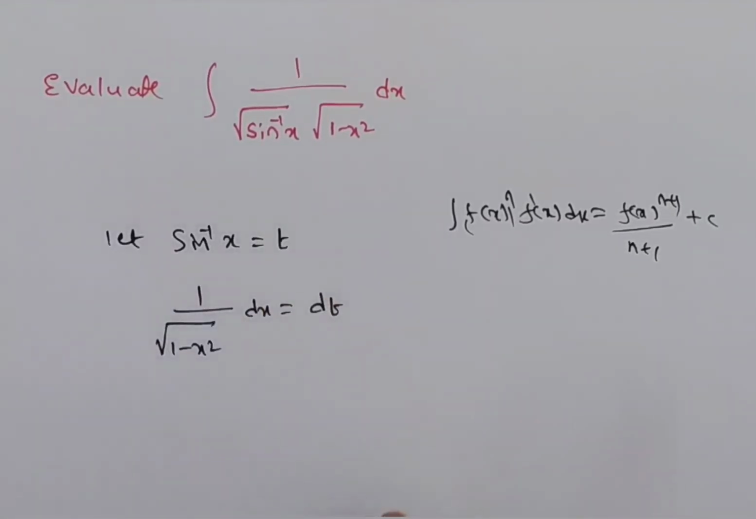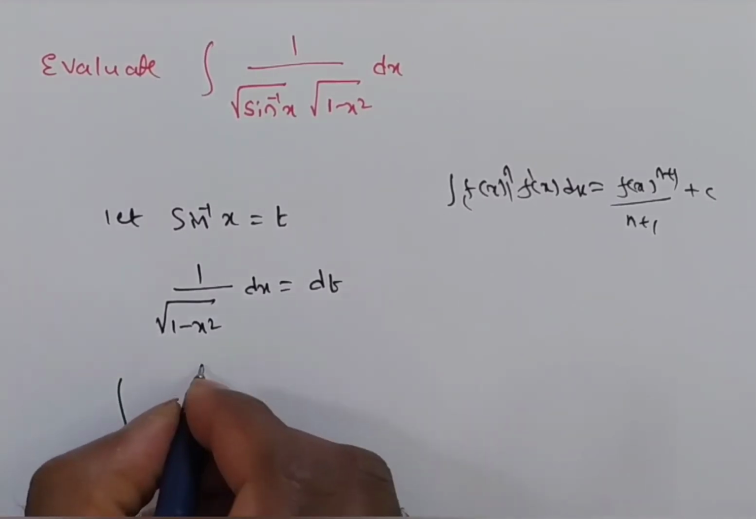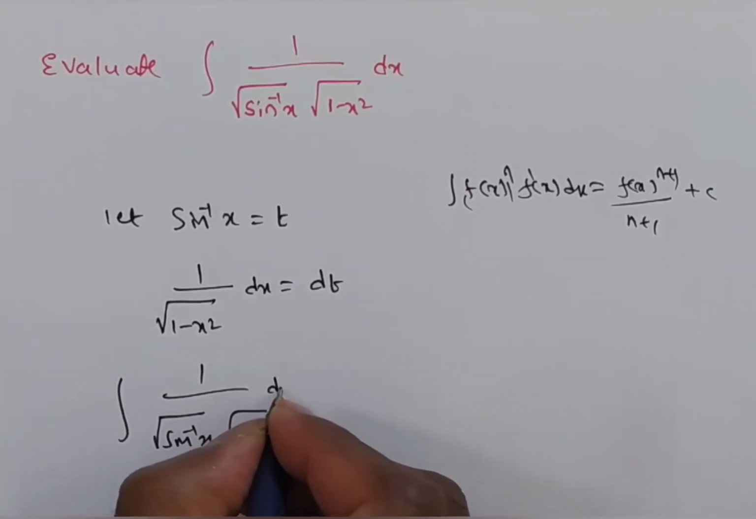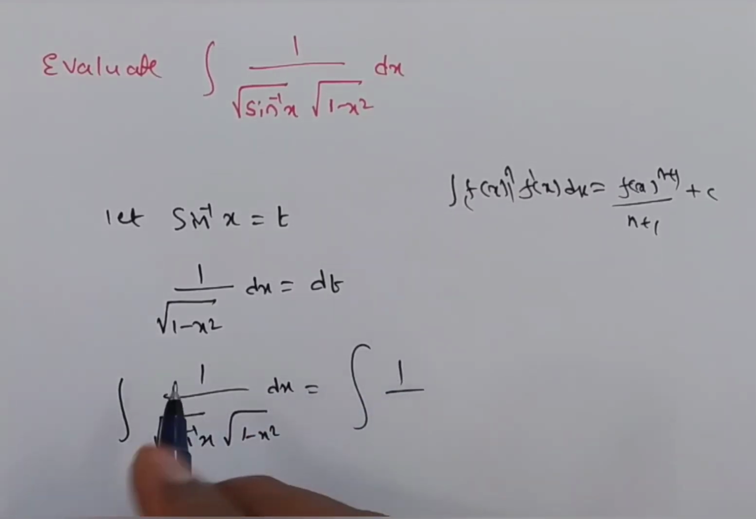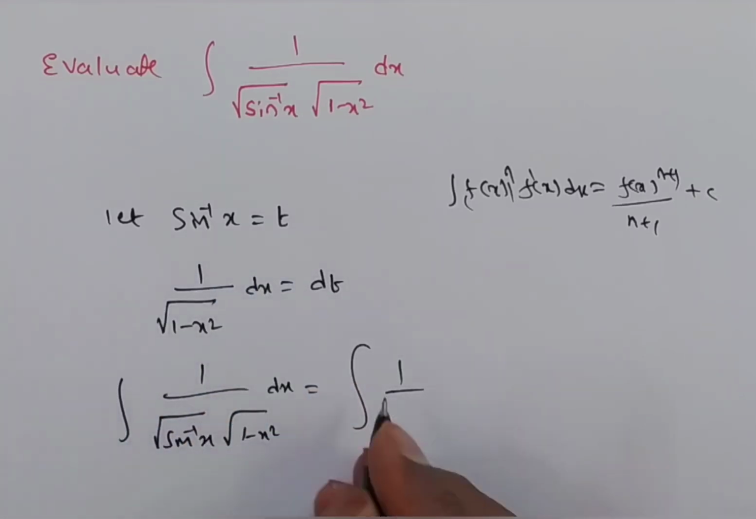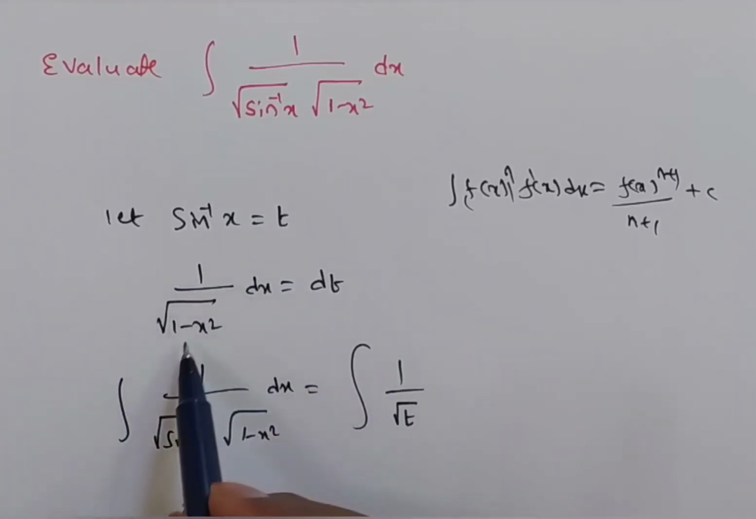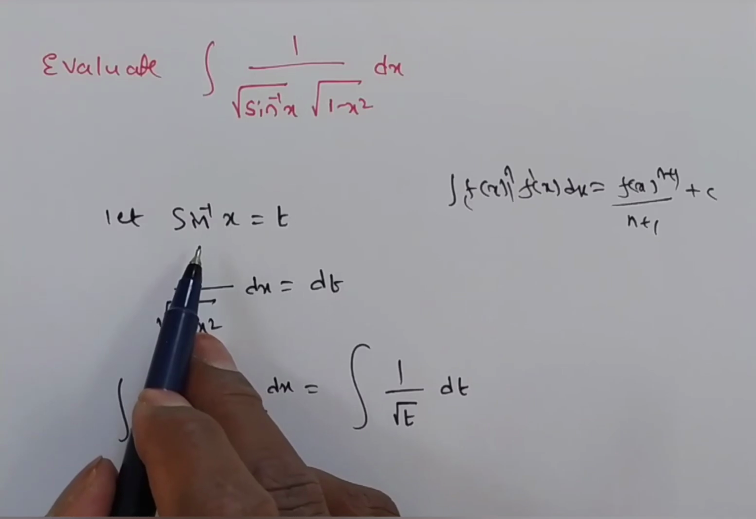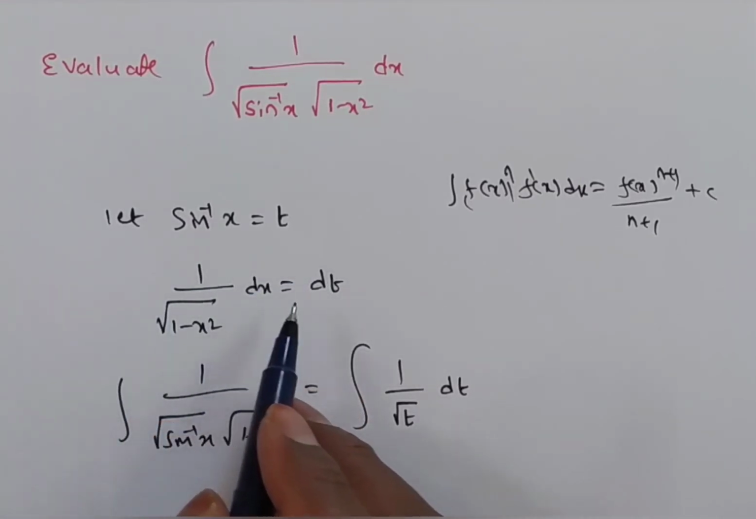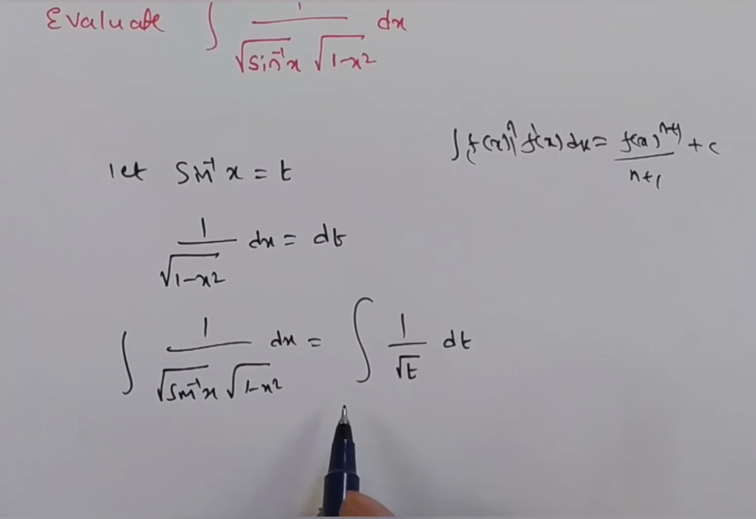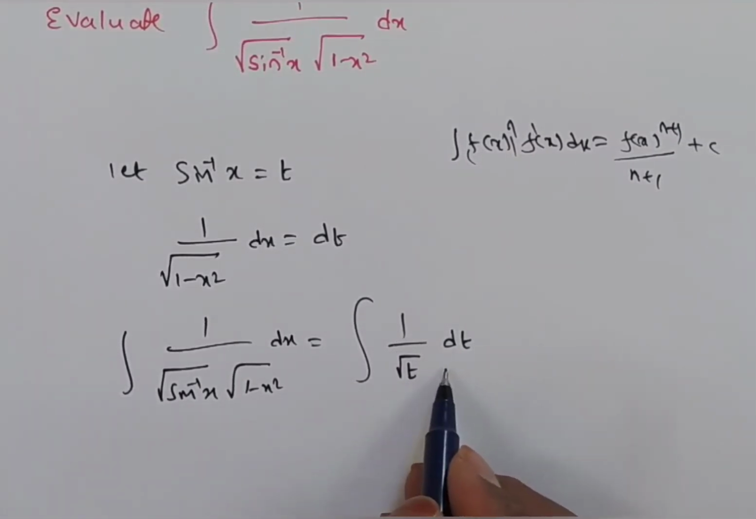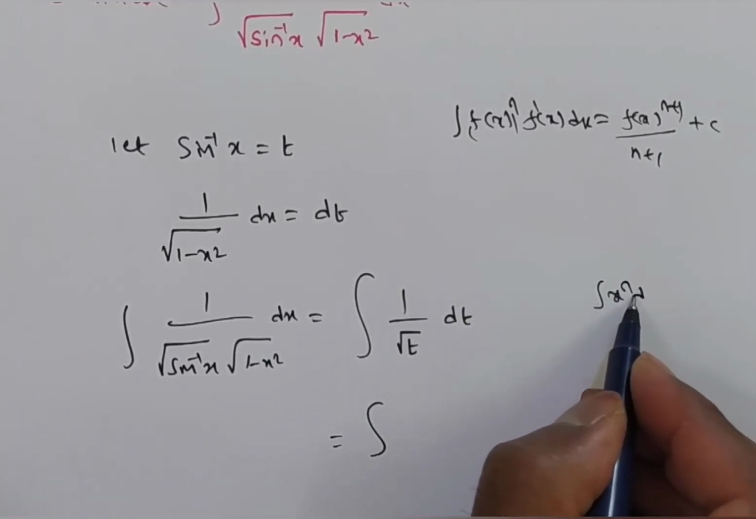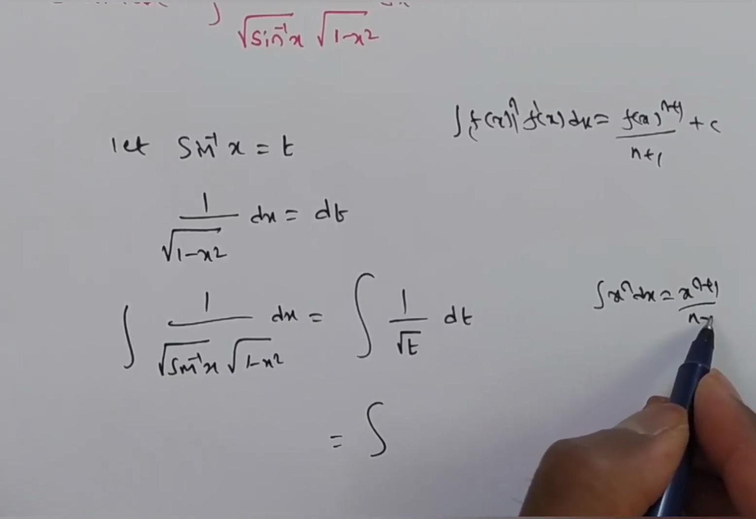Substitute these two values in the above equation, then we will have the integral of 1 by square root of sin inverse x into square root of 1 minus x square dx equal to the integral of 1 by, what is the sin inverse x you have? t. So you will have root t, and 1 by root of 1 minus x square dx you have dt. Friends, you see here we are changing the x variable to the t variable, so dx also we have to change into dt. Now 1 by root t into dt is not in direct form, so you have to convert it into the integral of x to the power of n dx form, that is x to the power of n plus 1 by n plus 1 plus c.